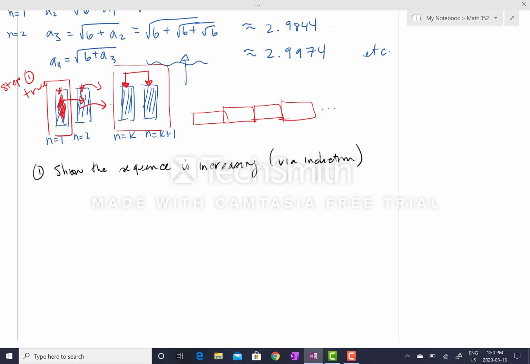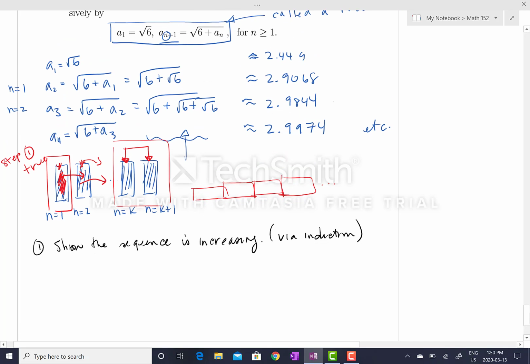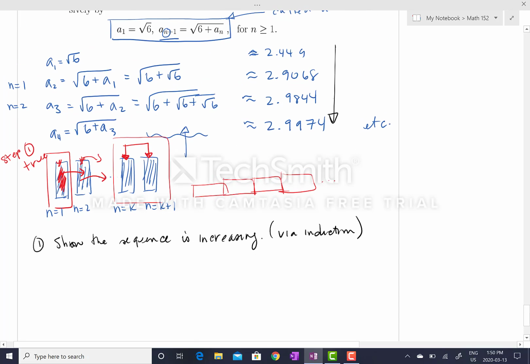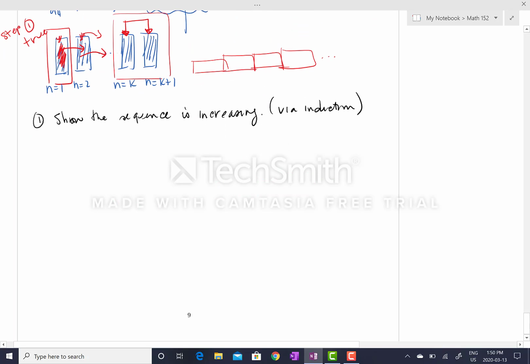So what do I want to show? I have the idea that it's increasing from looking at this here, so I want to show that that's actually true. Here I only have a few cases. I can't assume that somewhere when n is 50 or something, it doesn't suddenly start decreasing. I don't know that. So I'm going to show that the sequence is increasing. That means what I want to show is that a_(n+1) is bigger than a_n for all n greater than or equal to 1.